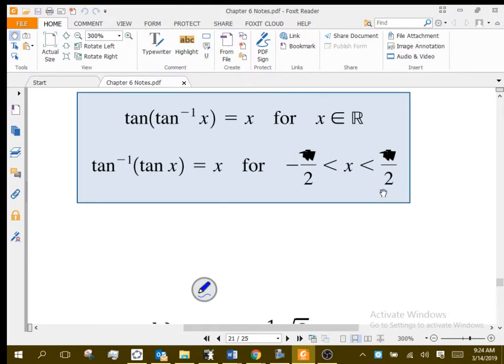Now, when I take tangent inverse of tangent of x, that is only equal to x for -pi/2 less than x less than pi/2. Because we're going to take the tangent inverse, we have to understand that the function that we're taking the inverse of had to be 1 to 1. Well, the tangent inverse is the inverse of tangent, right? So we make the tangent 1 to 1 by restricting the domain. So I can only plug in -pi/2 to pi/2 because that's the domain we restricted for the tangent, right?